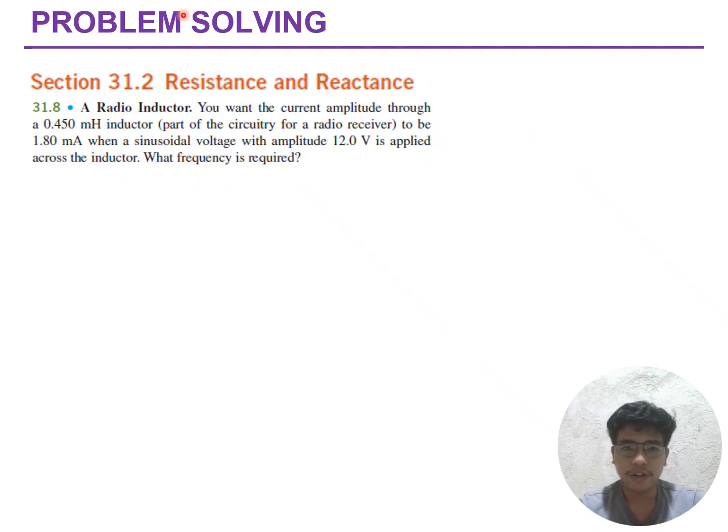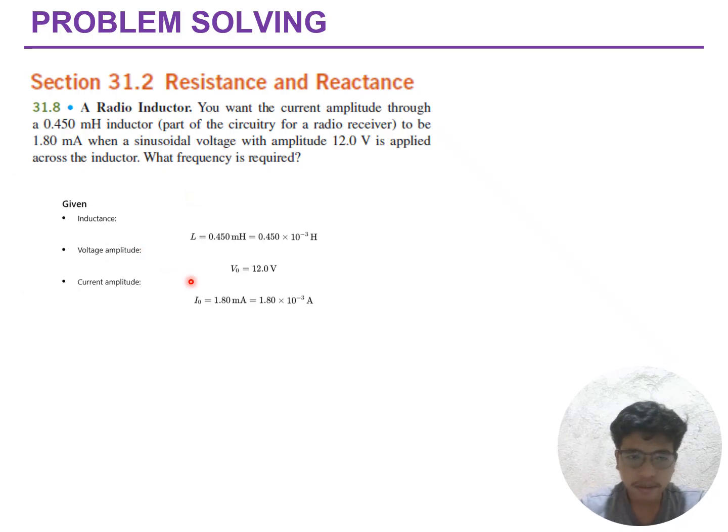Moving on to the fourth and last problem solving, we have the resistance and reactance. So a radio inductor: you want the current amplitude through a 0.50 mH inductor, part of the circuitry for a radio receiver, to be 1.80 milliampere when a sinusoidal voltage with amplitude 12.0 volts is applied across the inductor. What frequency is required? So first we have the given, as you can see.